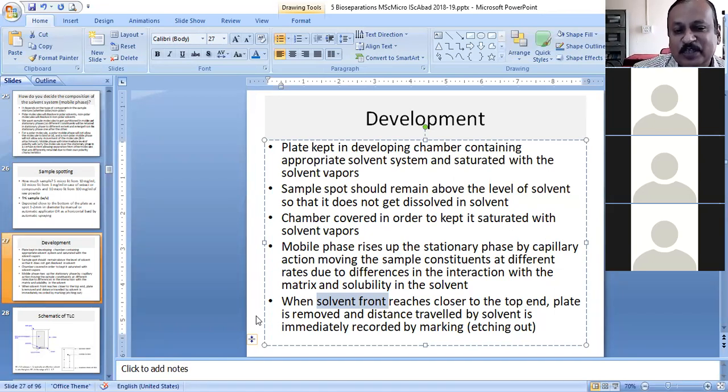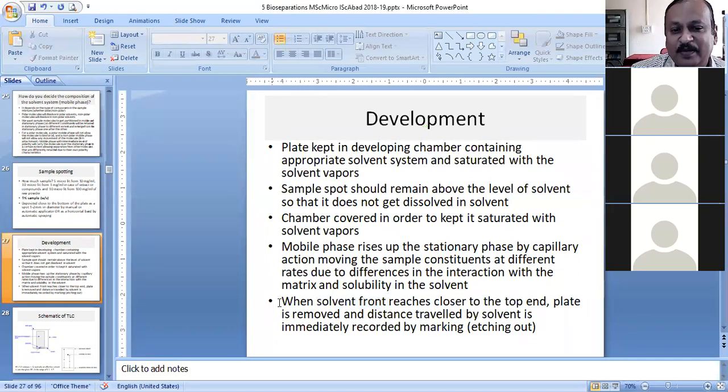Okay, why is this essential? Why is the solvent front to be marked? To calculate the RF value. Yes, in order to calculate the RF value, you need one value, which is the distance traveled by the solvent front. If you are not marking the solvent front, then you cannot calculate the distance run by the solvent front, and therefore your RF value cannot be calculated, right?